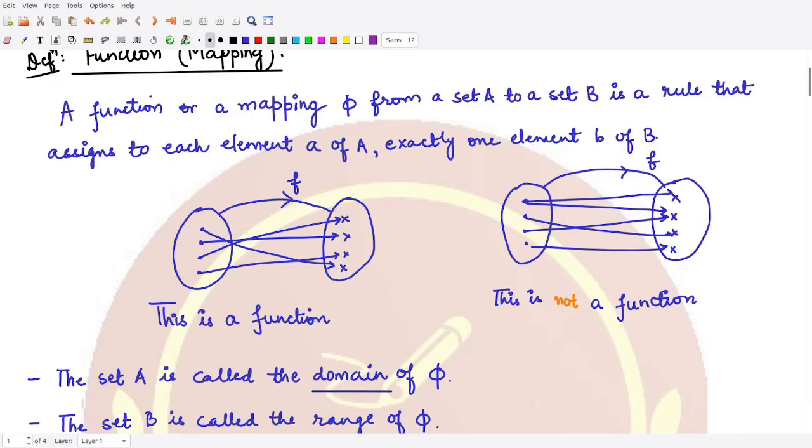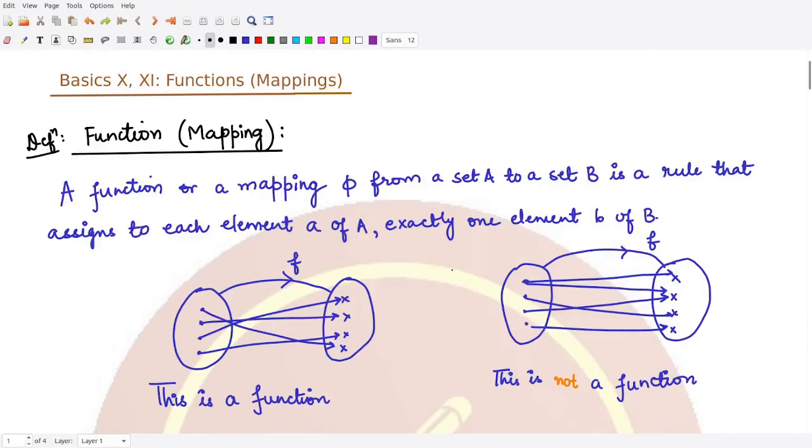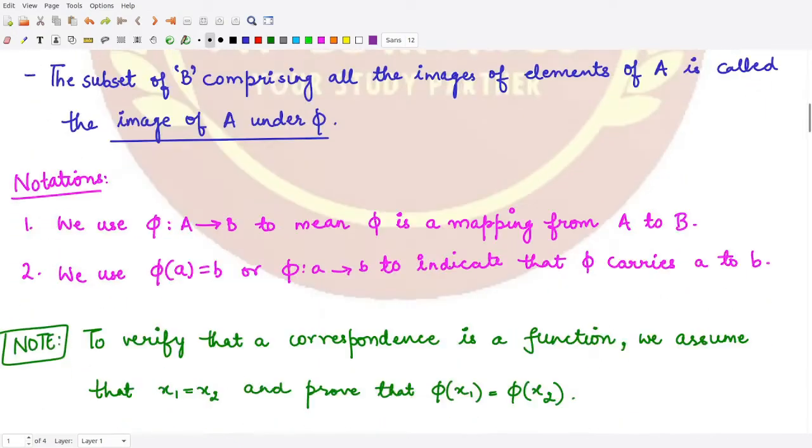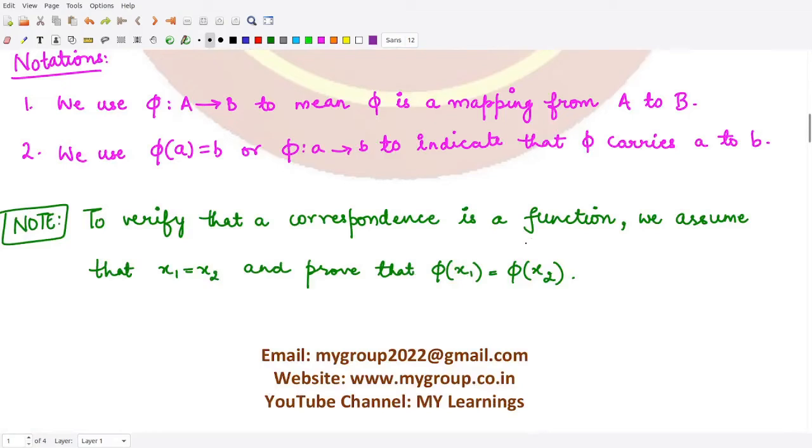But if you are not able to see all the elements of a set, then how are you going to say that we have a well-defined function? So sometimes we call this the well-defined property of a function; it is basically checking that whatever function you have defined is correct or not, right? So to verify that the correspondence is a function, we assume that, so what do?